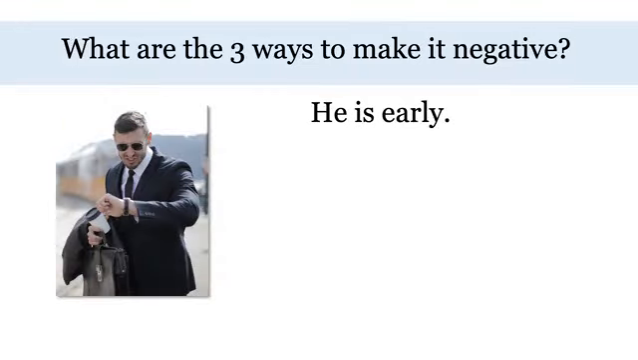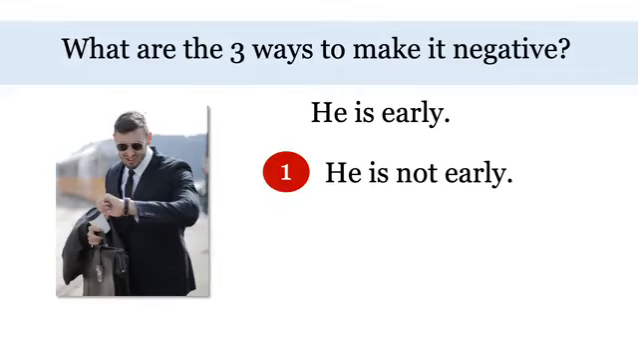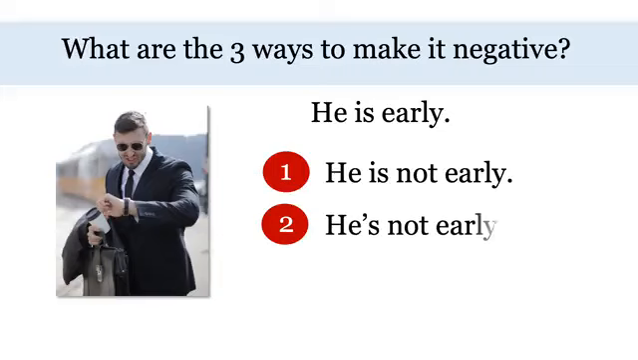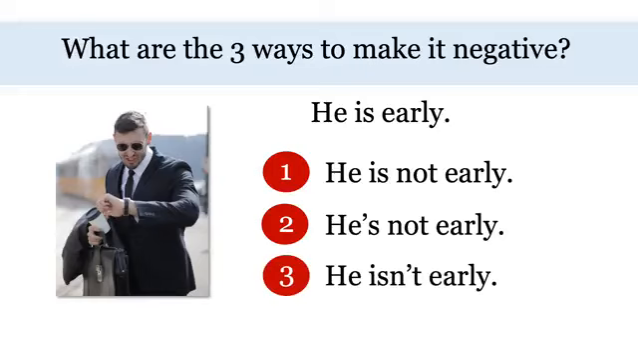Okay, what are the 3 ways to make this sentence negative? He is early. I don't think so. 1. He is not early. 2. He's not early. 3. He isn't early.